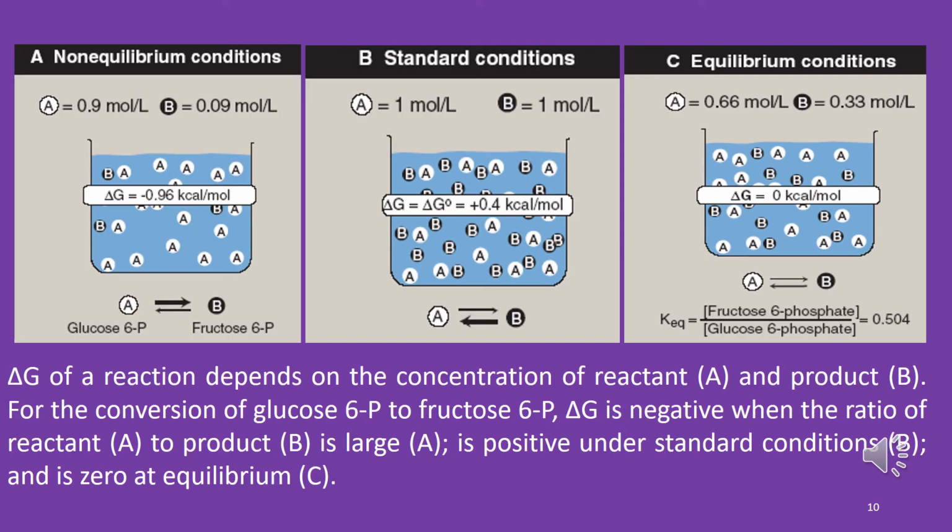Now, looking at the reversible reaction of conversion of glucose into fructose, the one that I have described previously, under reaction conditions in which the concentration of the reactant, which is glucose 6-phosphate, is high compared to the concentration of the product, which is fructose 6-phosphate, delta G, or change in free energy, will be a negative value, despite the standard free energy delta G naught being positive. Thus, the reaction will proceed in the forward direction.